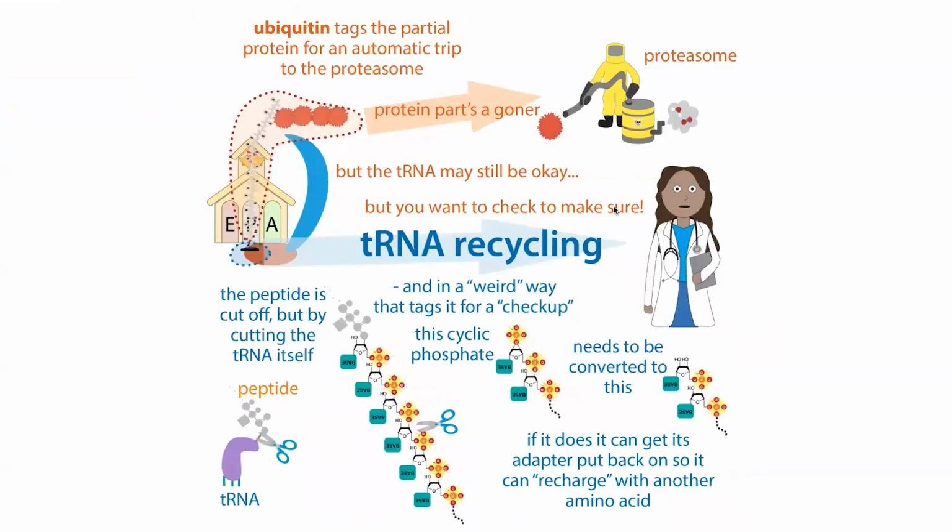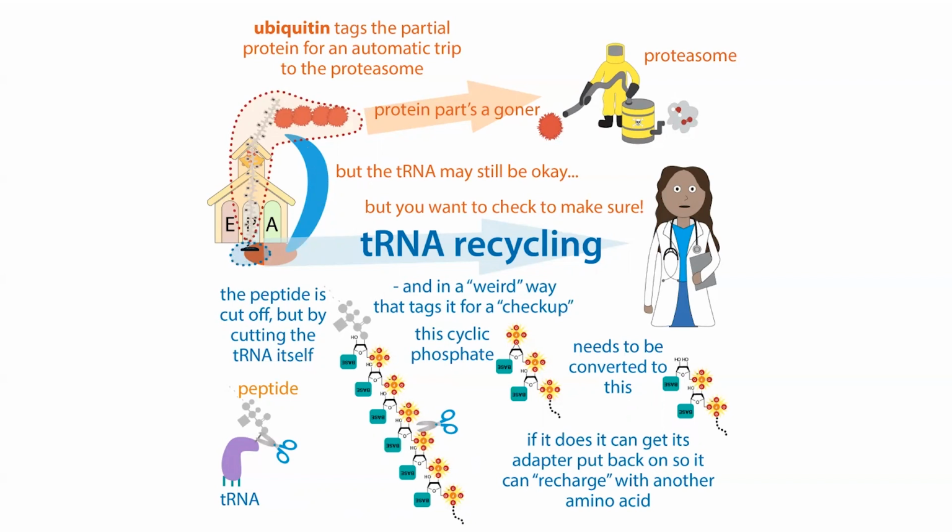But what about that tRNA? That tRNA might still be okay, but there could also be a problem with the tRNA. Problems with tRNA can cause the ribosome to stall. So we want to make sure that that tRNA is okay before we stick it back into circulation. We also need to release the tRNA from the growing chain. The proteasome is going to take care of the protein part, but this chain is actually still attached to that tRNA, so we need to cut them apart.